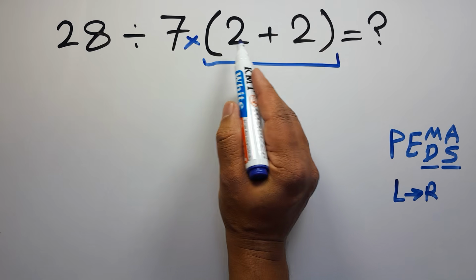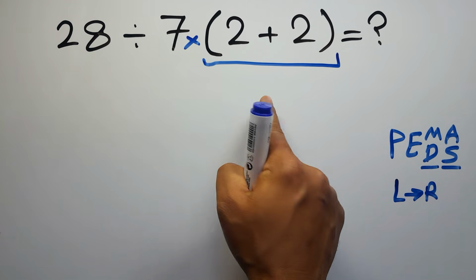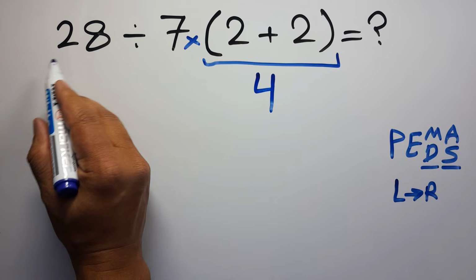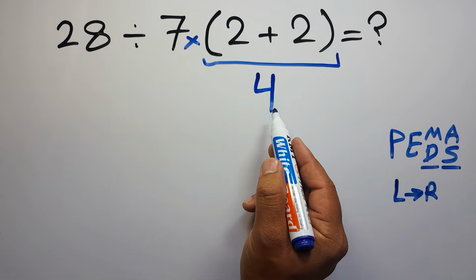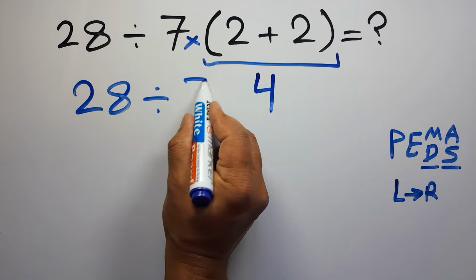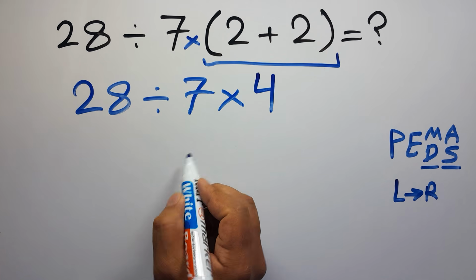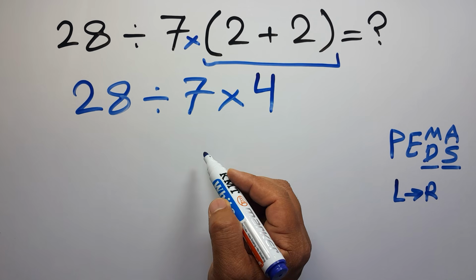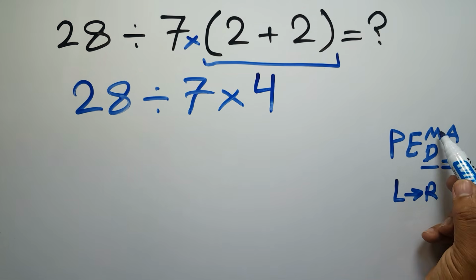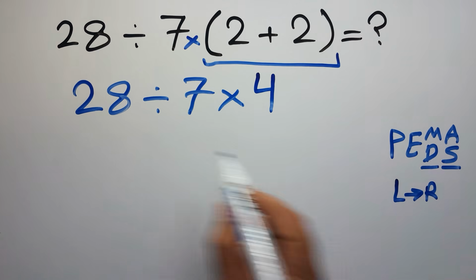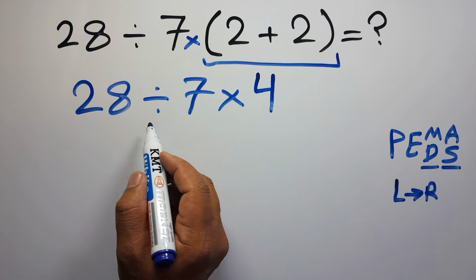Inside this parentheses we have 2 plus 2, which equals 4. So we have 28 divided by 7 then times 4. Now in this expression we have one division and one multiplication. As I said, multiplication and division have equal priority and we have to work from left to right. So here, first we have to do this division.